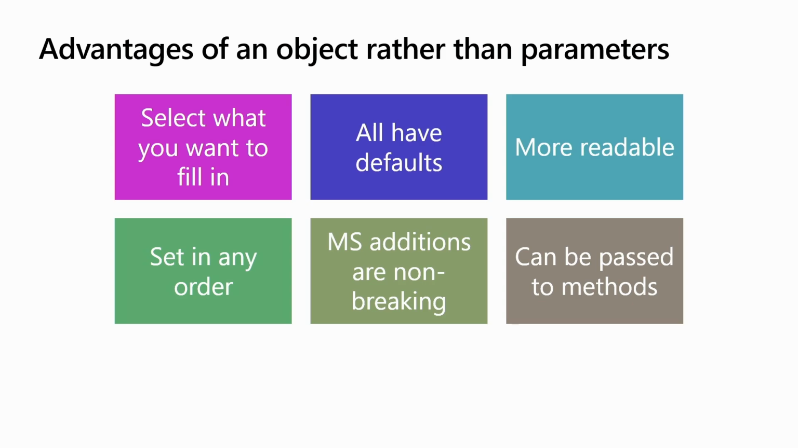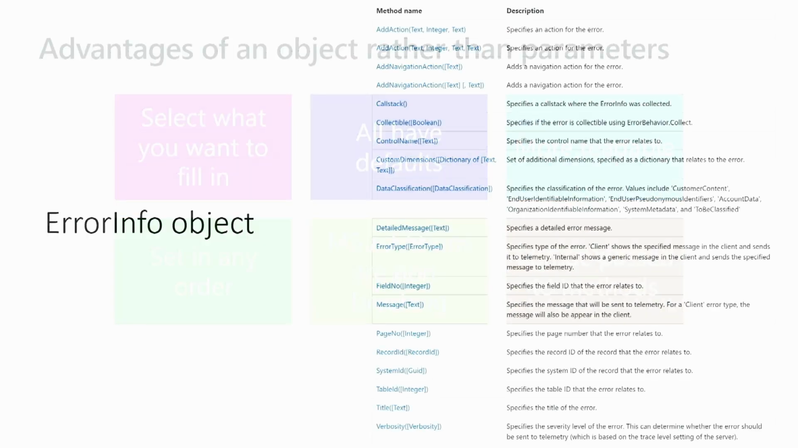First of all, you can select what you want to fill in. All the properties have default values. You can set only one, or you can set all of them. You don't have to spend time filling in all of the details one by one. It also gives you more flexibility, so you can set them in any order you want. You don't have to get into the hell of figuring out what the fifth parameter in a long method means. And also, that's a good one, Microsoft additions are not going to be breaking changes. We can add new properties wherever we want, and your code won't be broken by that.